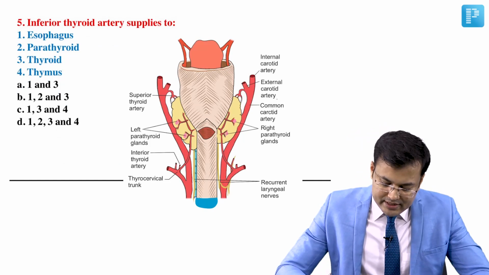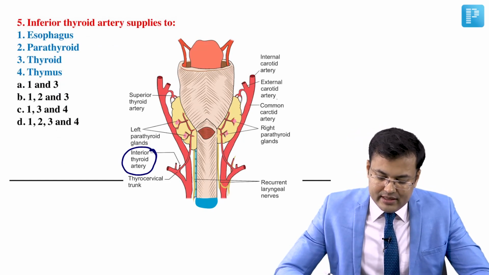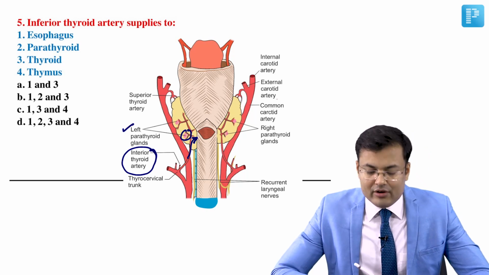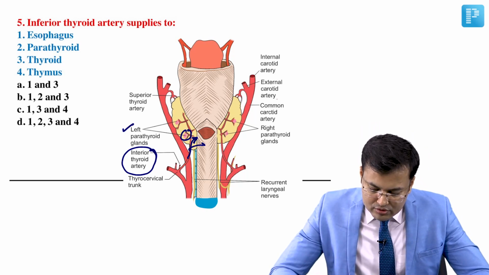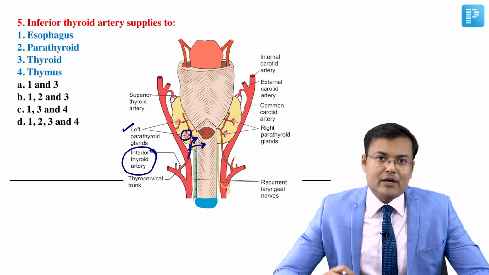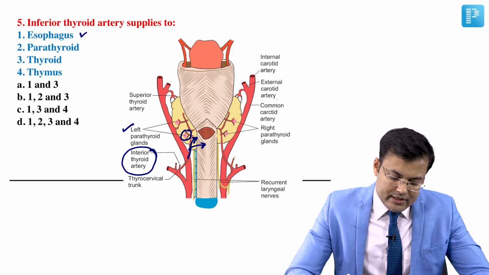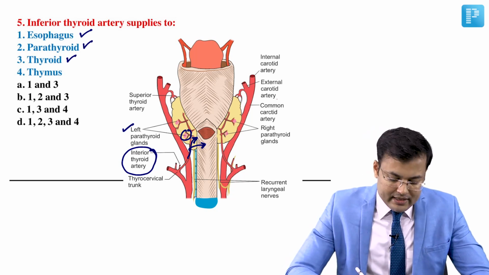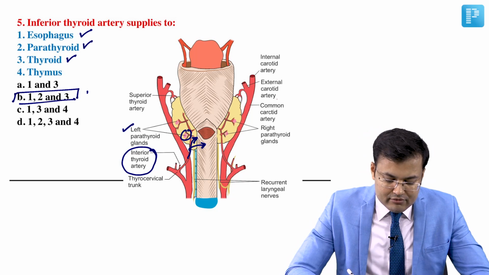So in this image you can see this is the inferior thyroid artery, and here you can see it is supplying the thyroid as well as the parathyroid gland, and it also supplies the cervical part of the esophagus. So it supplies esophagus, parathyroid, thyroid. So 1, 2, 3 are correct. So the correct answer for this question is B.